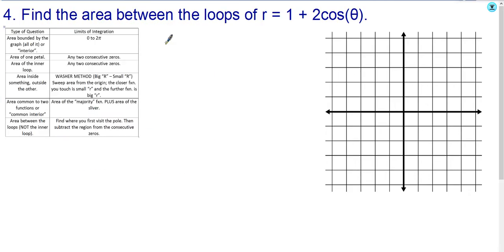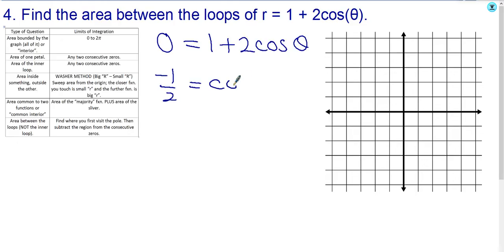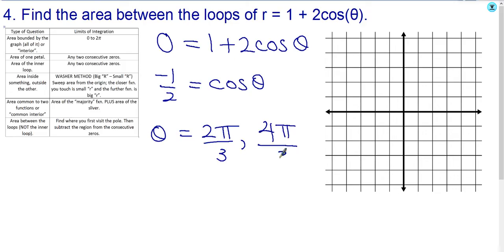So find the zeros of the function, so you'll get 0 is equal to 1 plus 2 cosine theta. So negative 1/2 is equal to cosine theta. So theta is equal to 2 pi over 3 and 4 pi over 3. Now, when I say find where you first visit the pole, I just mean the smaller angle, because the smaller angle is where you're going to visit the pole first.